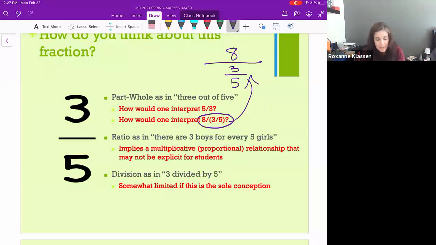Yeah. And then sometimes we can think of it as division, 3 divided by 5. If that's your only model, then you're in trouble too, right? Because then you don't understand ratios and you don't understand the part-whole model. So most of us were not even taught all 3 of these, especially not together. And none of them are really complete alone for sure.